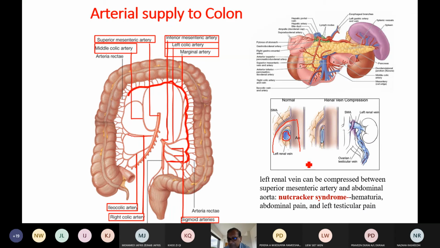So what will happen is that if this superior mesenteric artery by chance becomes too large, the left renal vein between the superior mesenteric artery and the abdominal aorta gets compressed. This is called nutcracker syndrome. So although it is an arterial lesion, it will produce renal manifestations. Due to obstruction in the blood supply of the left kidney, hematuria, abdominal pain, and left testicular pain will happen. So nutcracker syndrome is a very important complication of superior mesenteric artery pathology.